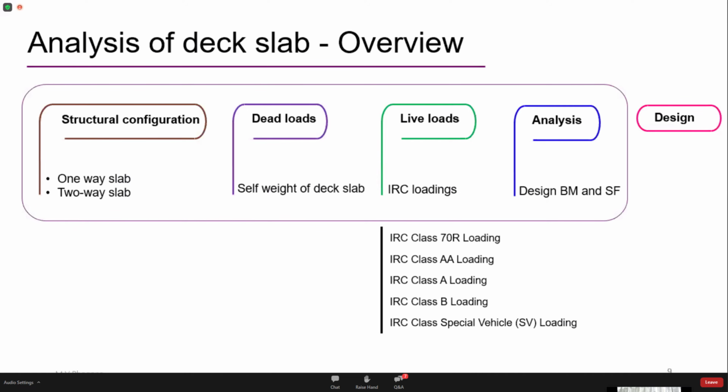Once the dead loads and the live loads have been identified, we go for the analysis. Depending upon whether it's a one-way slab or a two-way slab, the slab is analyzed accordingly, the design bending moments and shear forces are calculated, and then the designs are performed. We have already seen what we mean by structural configuration, that is, a deck slab may behave as a one-way slab or as a two-way slab. The dead loads are derived from the self-weight of the deck slab, which is obtained by multiplying the thickness of the slab with the density of the concrete.